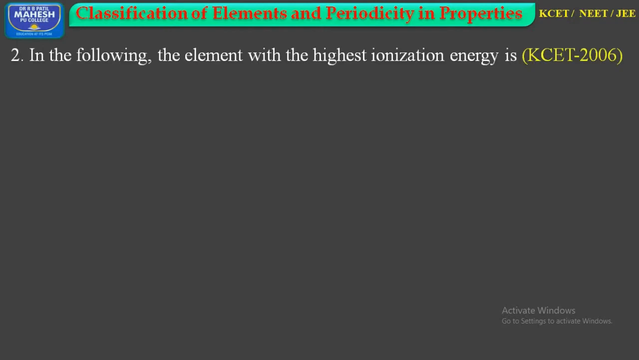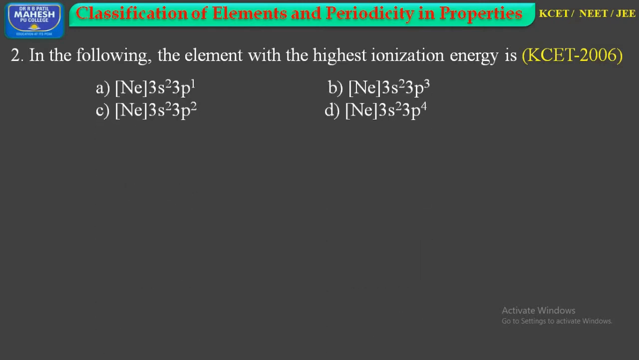Let us continue. Second question: in the following, the element with the highest ionization energy is. Let us see the options. Students, you know the electronic configuration of neon, that is 1s2, 2s2, 2p6. So neon has 10 electrons. In the question, he is asking you the element with the highest ionization energy.